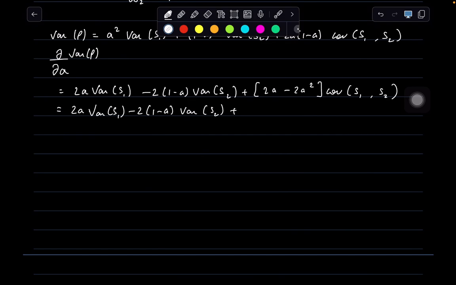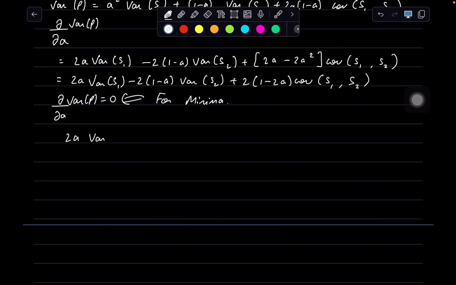So now we just have to equate this to 0. So we know that for minima we need to equate this to 0. So basically we are trying to say that 2a variance of s1 minus 2 times (1 minus a) variance of s2 plus 2 times (1 minus 2a) covariance of s1 comma s2 should be equal to 0.